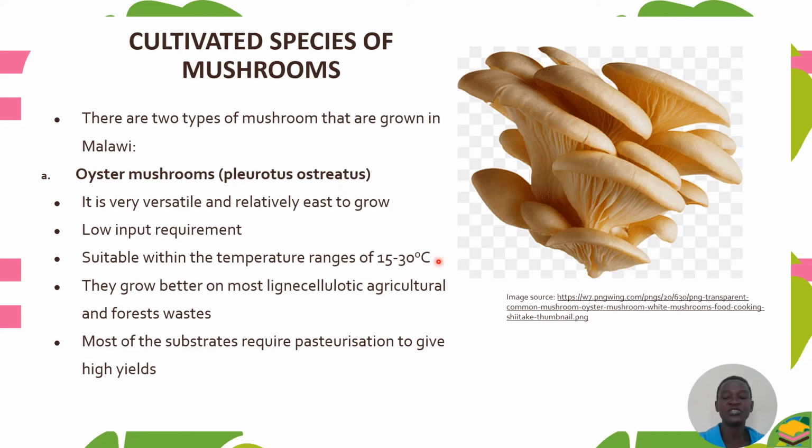Most of the mushroom species grow better at low to medium temperatures. But oyster can grow even up to 30 degrees Celsius. So it means these oyster mushrooms can grow in most of the areas. And oyster mushrooms grow better on most lignin-cellulosic agricultural and forestry waste. So they can grow on any forest waste.